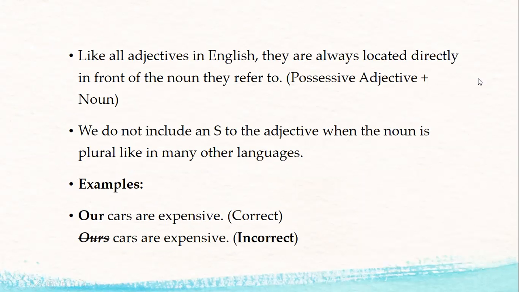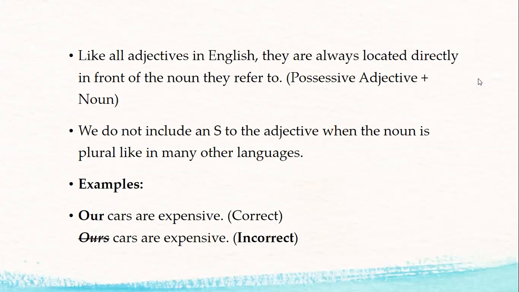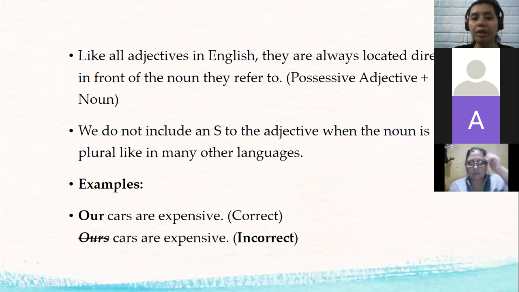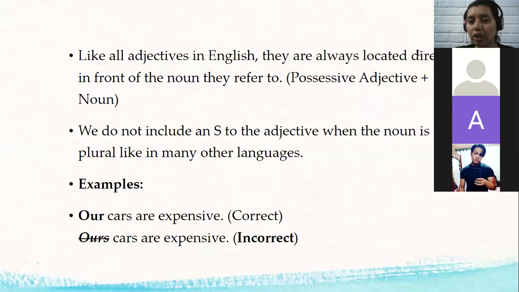Okay, so I need a volunteer. Do I have a volunteer? Okay, thank you. Can you read the first information that we have there, please? Adjectives in English are always located directly before the noun, they refer to possessive adjective plus noun. Thank you, Alex. So you can see that this is the way that we are going to be using the possessive adjective. So we're going to have, first of all, the possessive adjective plus a noun.